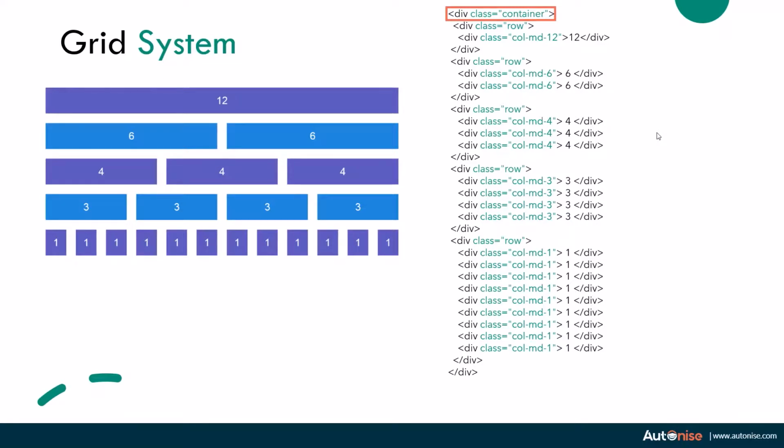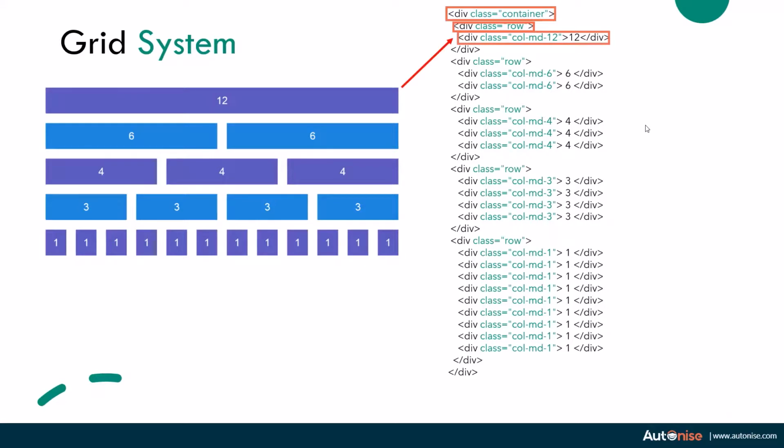All the grid systems in Bootstrap must be put inside a div class equal to container or container-fluid. Once you have put the div class equal to container, we want to create the first row. So you need to put div class equal to row, which will tell Bootstrap that you want to create a new row.